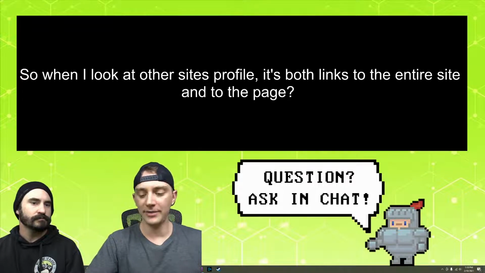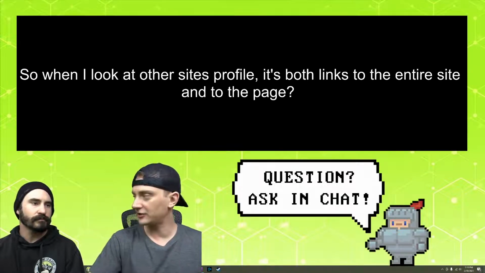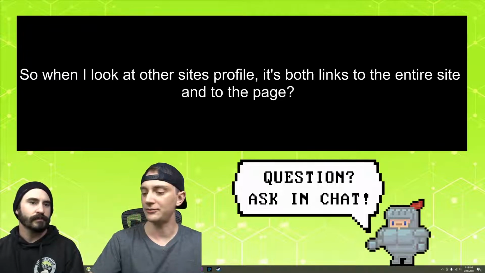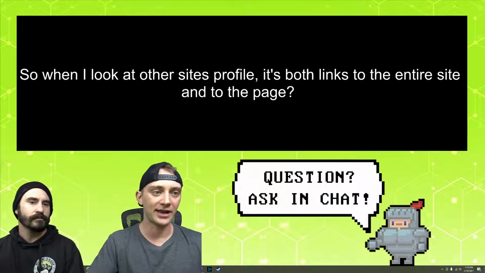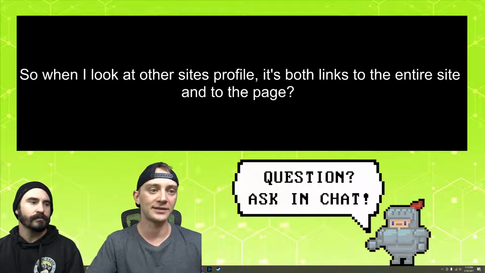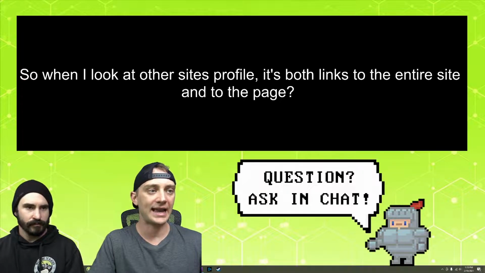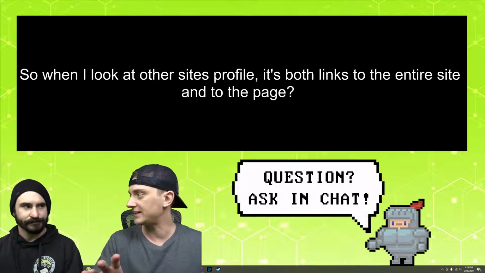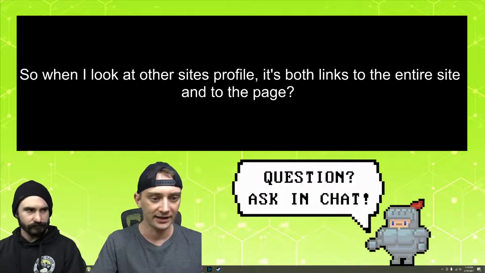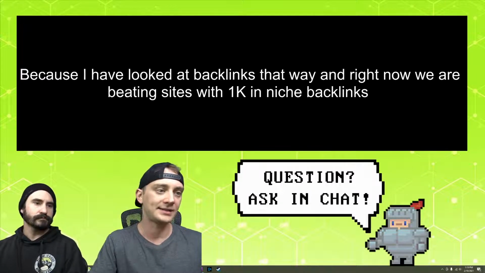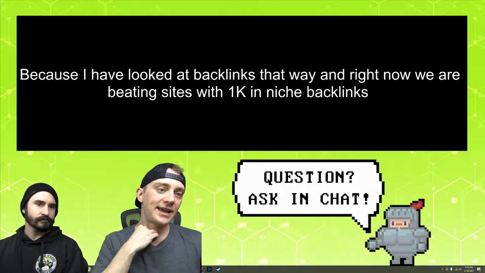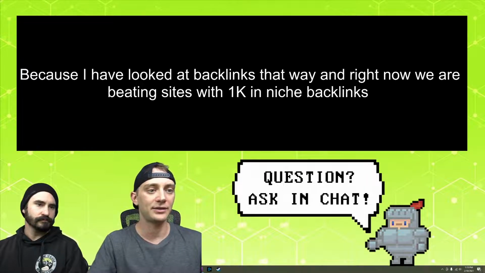So Josh was talking about looking at the other sites that are ahead of him and wanting to know if links were the issue, or trying to figure out why they were beating him. He asked, when I look at other sites' link profiles, it's both links to the entire site and to the inner page URL. So basically RD of the entire domain and RD of the inner page. He follows up and says, because I've looked at backlinks that way, and right now we are beating sites with 1K in niche backlinks.